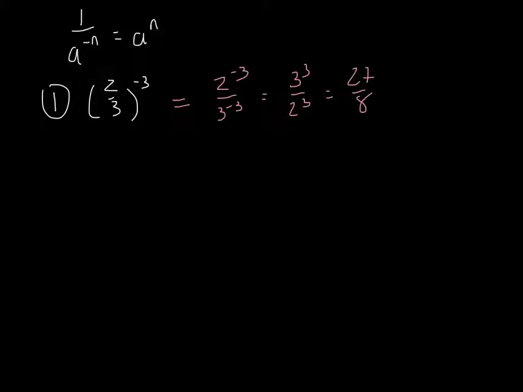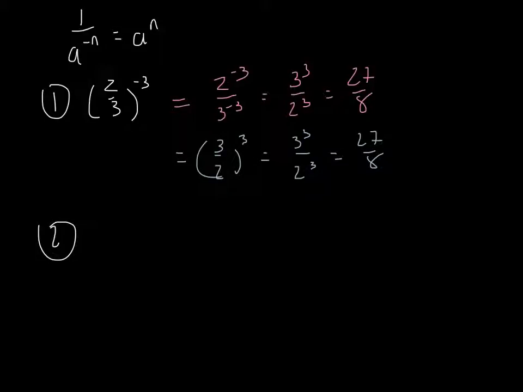The other way to do it is the first step can be to flip it. Instead of 2/3 to the negative 3, it makes it 3/2 to the third. I deal with the negative there and distribute the exponent. 3 to the third, 2 to the third, you get 27 over 8.